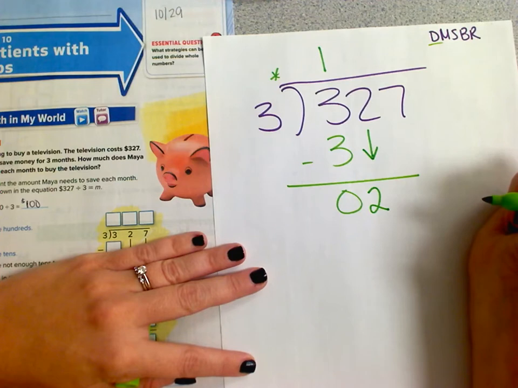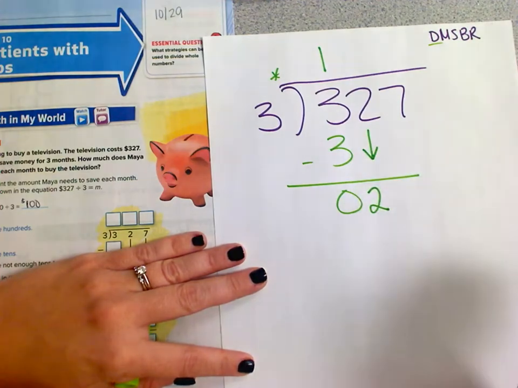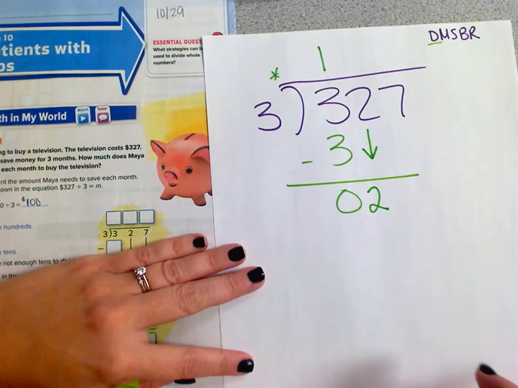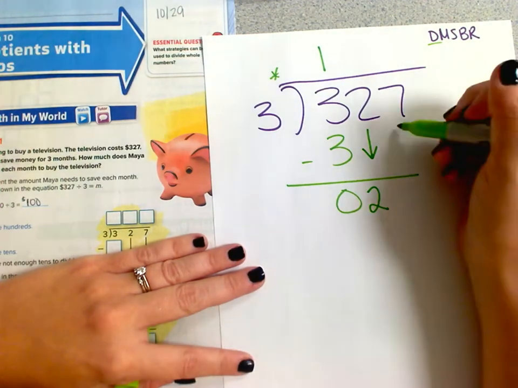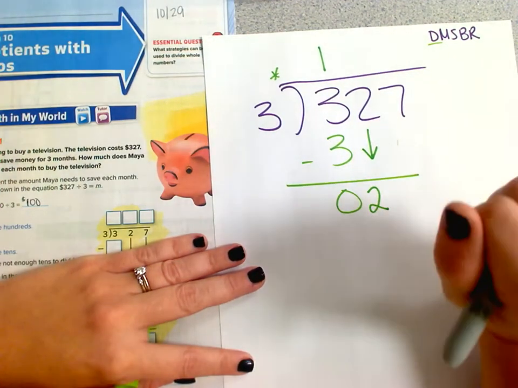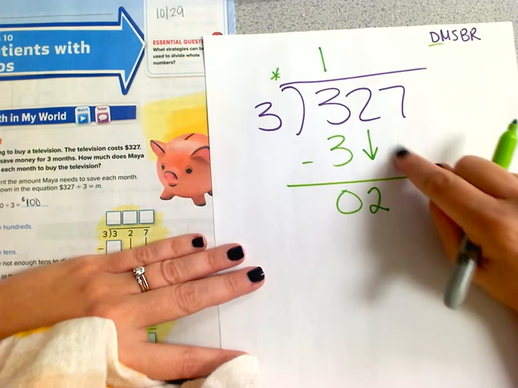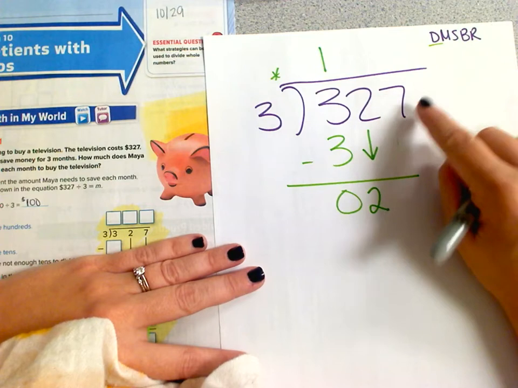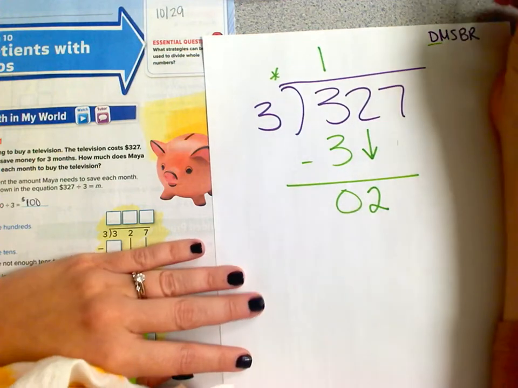Uh-oh. I brought down a 2 here, and 2 is less than 3. I can't just skip ahead and say, oh, well, I'm also going to bring down the 7. Remember I told you that in the beginning? Your arrows should never be next to each other. You know you did something wrong if your arrows are the same length. So I can't do that. I have to follow these steps.